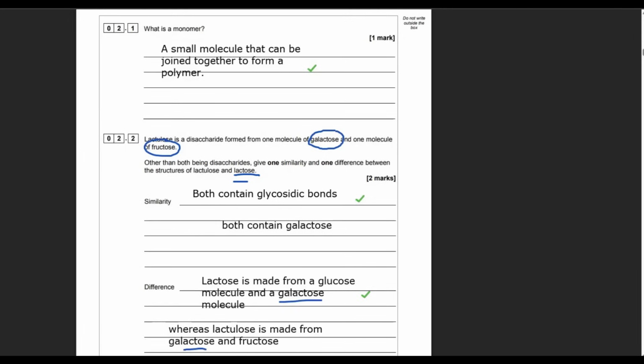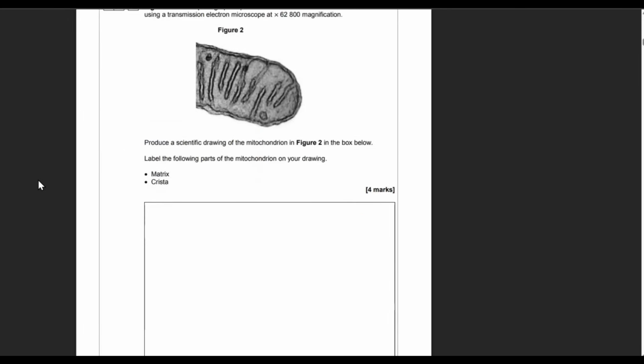Okay, let's move on. I'm whiffle waffling. Oh, what the beep?